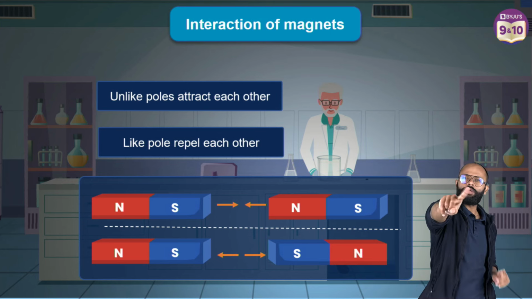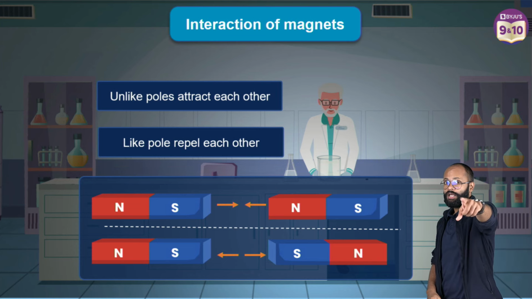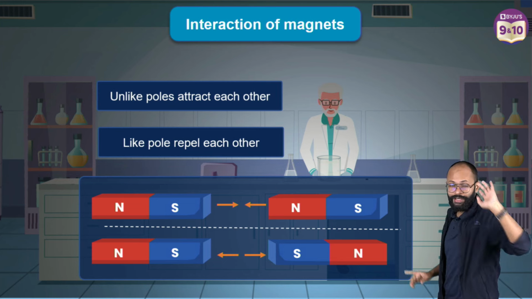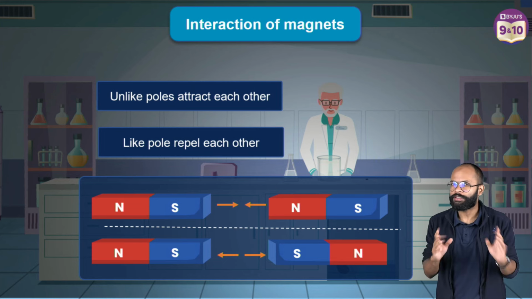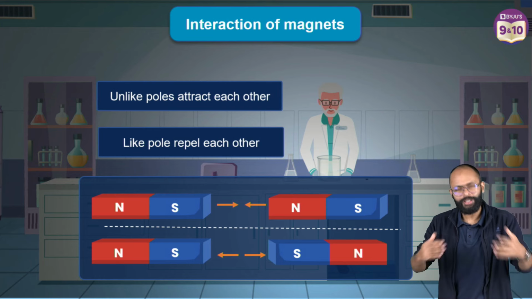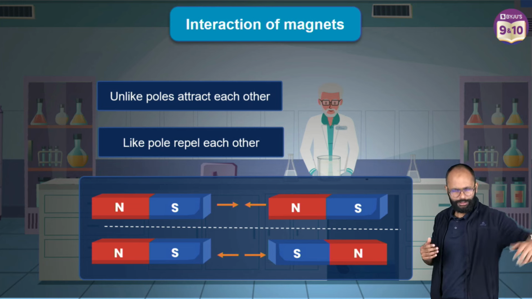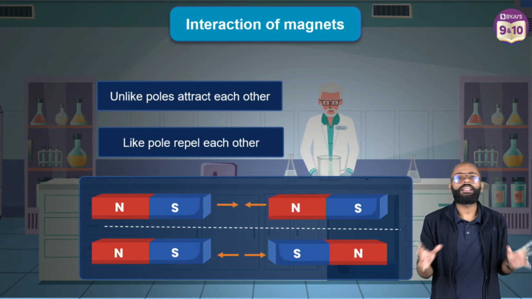Like poles don't like each other. When like poles see each other, what do they tell? Don't come close. Go away. Go far away from me, right? So like poles don't like each other. Like poles they repel. Unlike poles they like each other. Unlike poles they attract. When unlike poles see each other, they say, oh my friend, come here friend, come close to me, sit next to me. This is unlike poles, right?